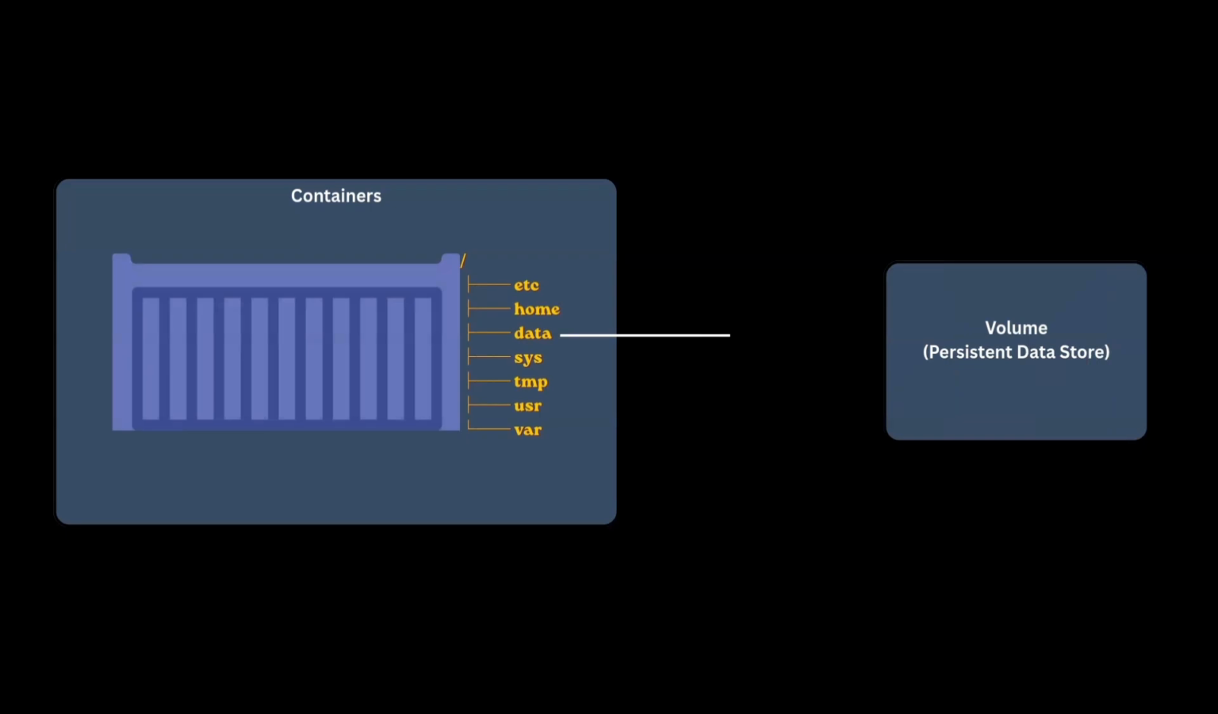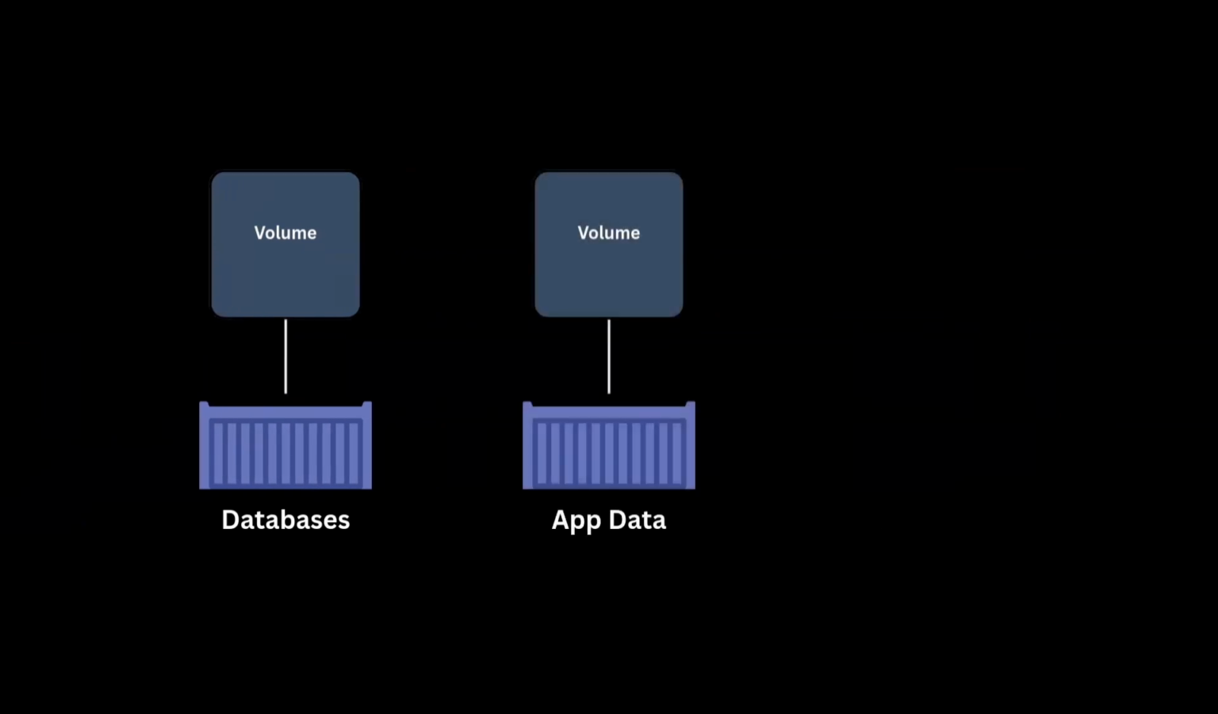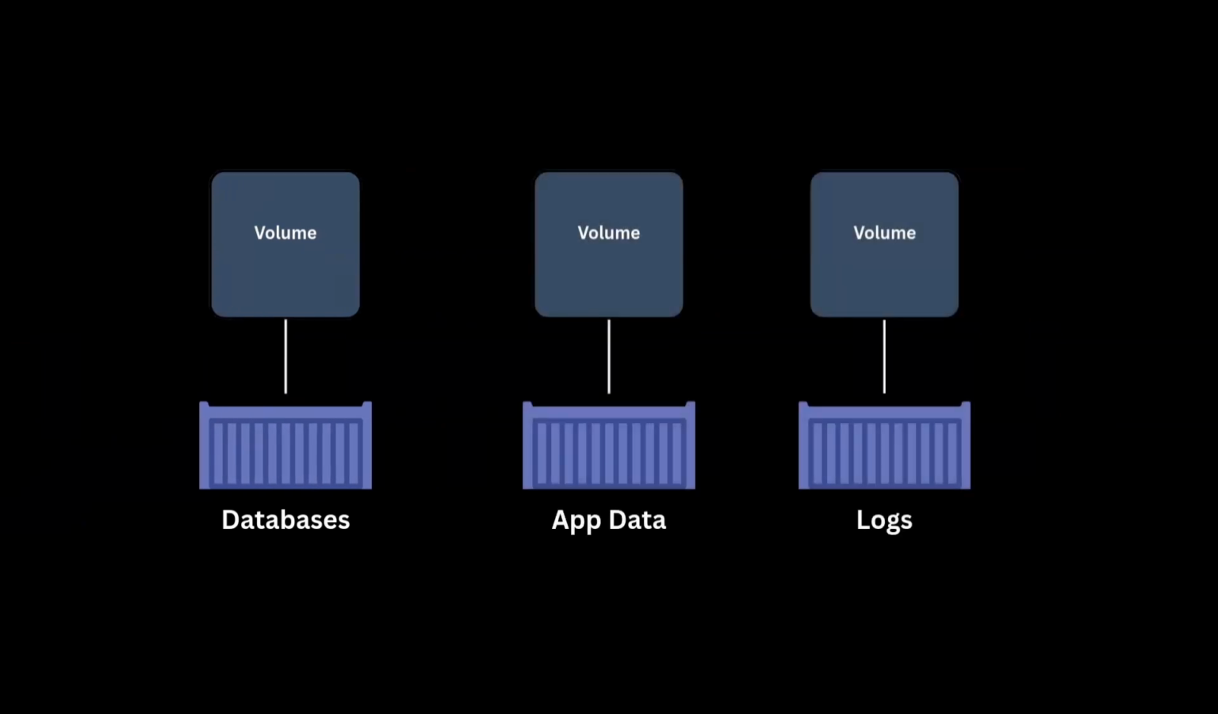When a volume is mounted to a container, data written by the application is stored in the volume instead of the container file system. Even if the container stops, crashes, or is replaced with a new version, the data remains intact in the volume. This volume can be remounted to another container. This makes volumes ideal for databases, application data, logs, and any stateful workloads that require persistent storage.